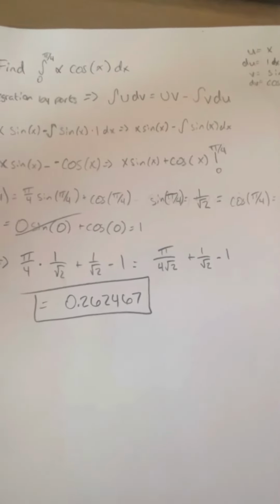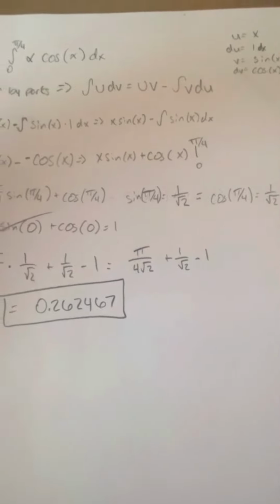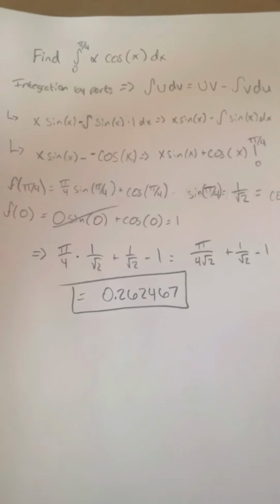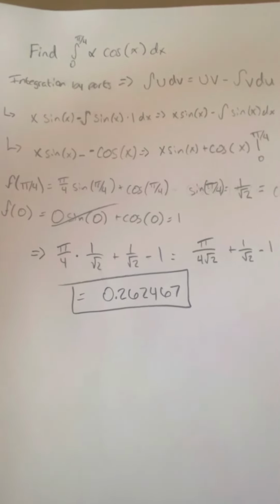This can be further simplified to pi over 4 square root 2 plus 1 over square root 2 minus 1. Punching that into the calculator, we end up with 0.262467.